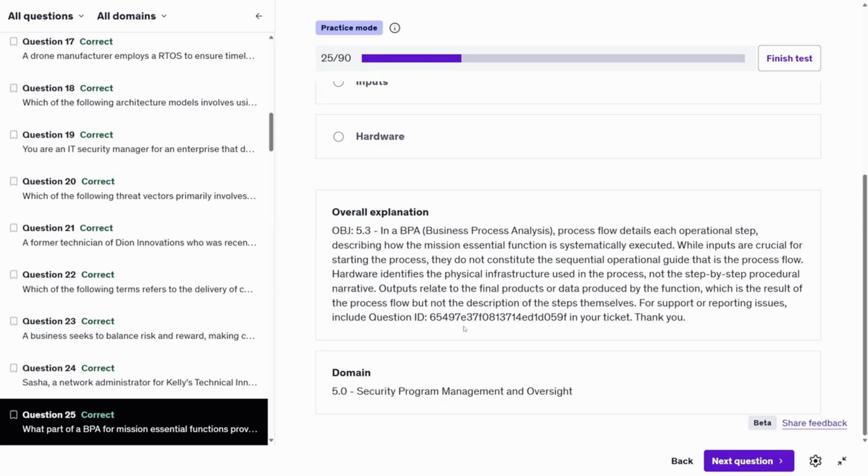While inputs are crucial for starting the process, they do not constitute the sequential operational guide that is the process flow. Hardware identifies the physical infrastructure used in the process, not the step-by-step procedural narrative. And outputs relate to the final products or data produced by the function, which is the result of the process flow, not the description of the steps themselves.